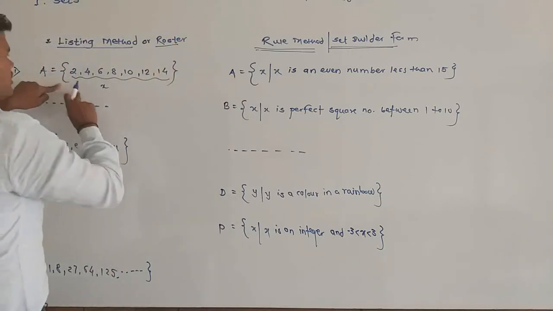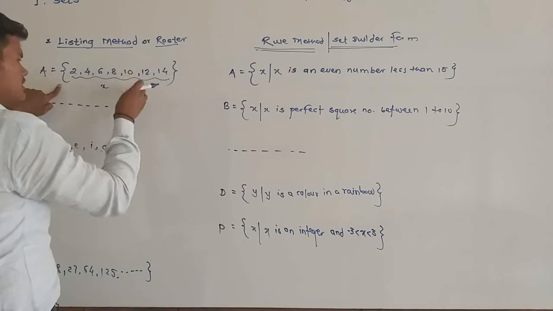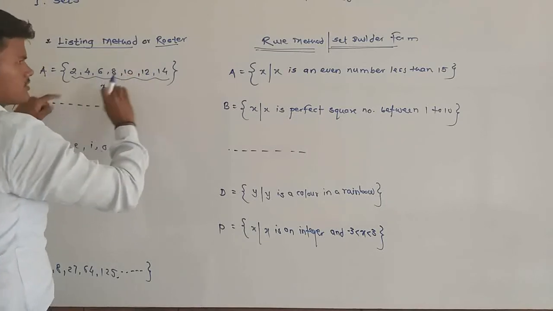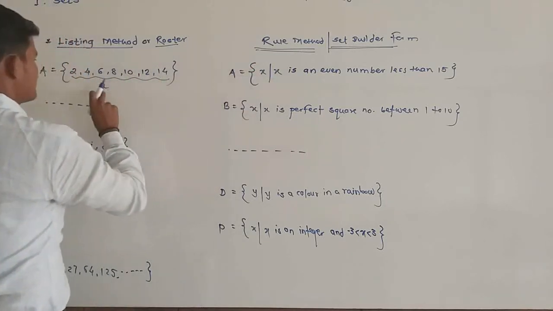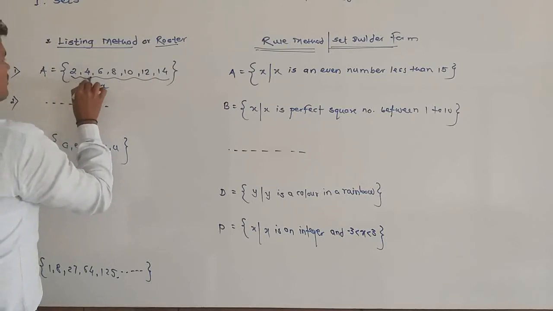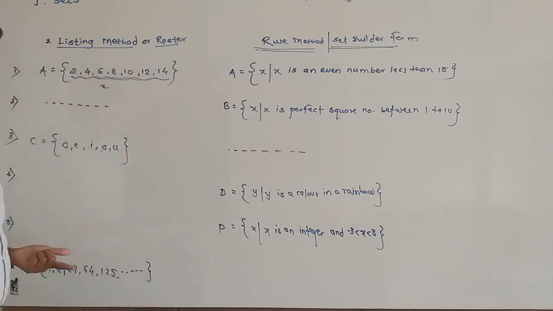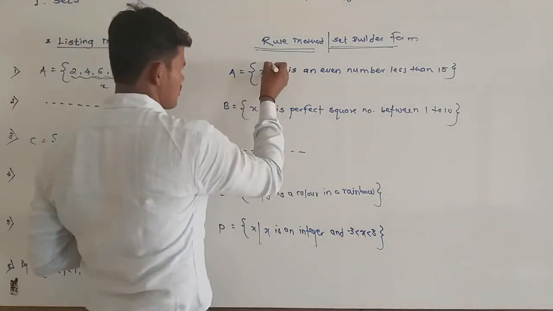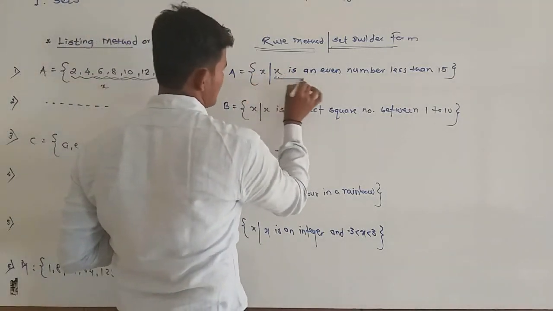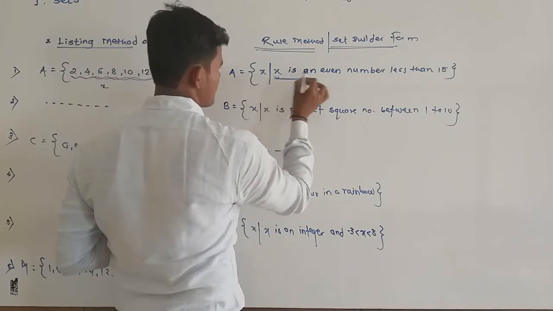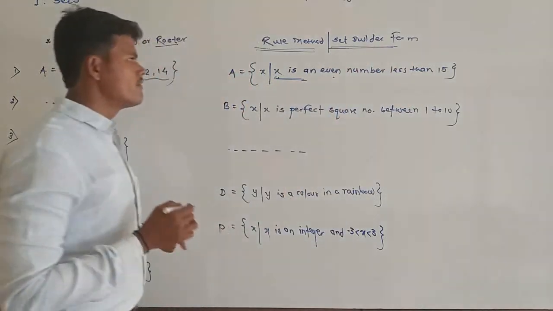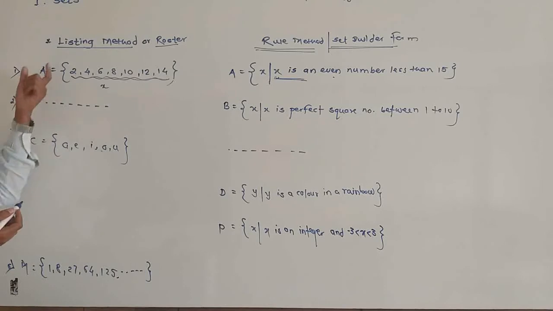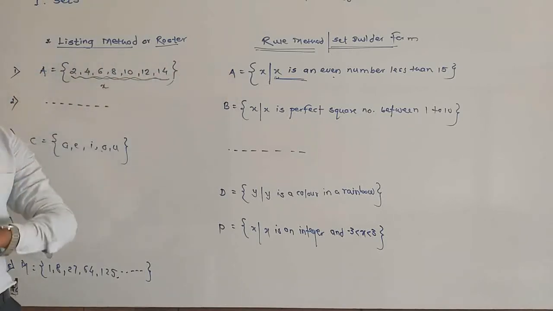Okay, so instead of writing the elements we are using a variable. So x. What does x denote? So x is an even number, but up to which? Less than 50. So x colon, x is an even number. Now write the property about the variable. So x is an even number less than 50. This is how we are writing from a listing method to a rule method.